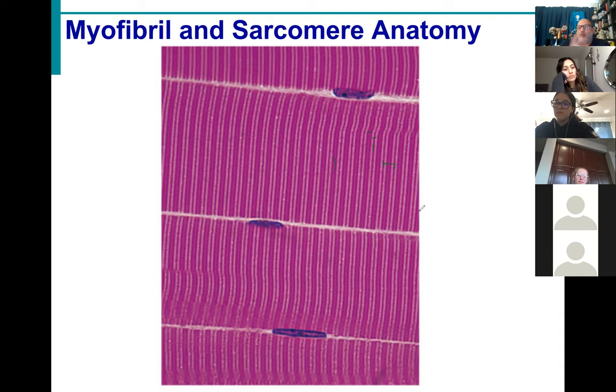Now, with a light microscope, are we going to see the M line? Are we going to see the myomesin right there in the center? No. But we can kind of see that little bit of lightness where it's just myosin. We can see that little bit of an H band right there in the center of the A band. And again, we can see how the Z disc from one perfectly aligns with the Z disc of the next, which perfectly aligns with the Z disc of the next. And so for all four muscle cells, all of our stripes are perfectly aligned.